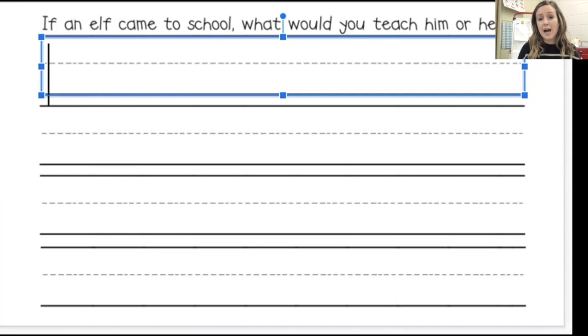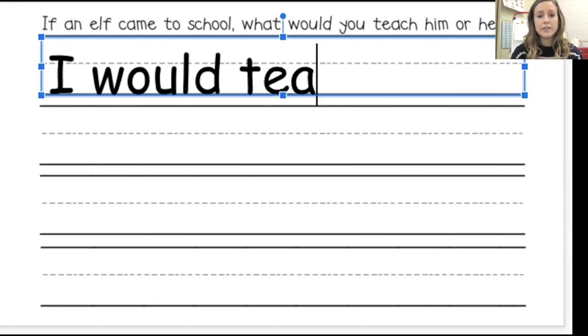Now for today, I'm only going to stop and talk about how I figure out my sight words because that's the point of this lesson. So I'm going to go ahead and write, I would teach the. That's a sight word. This is one I know really well. I know it in a snap. So I'm going to write it. Can you spell it with me? Ready? T-H-E.